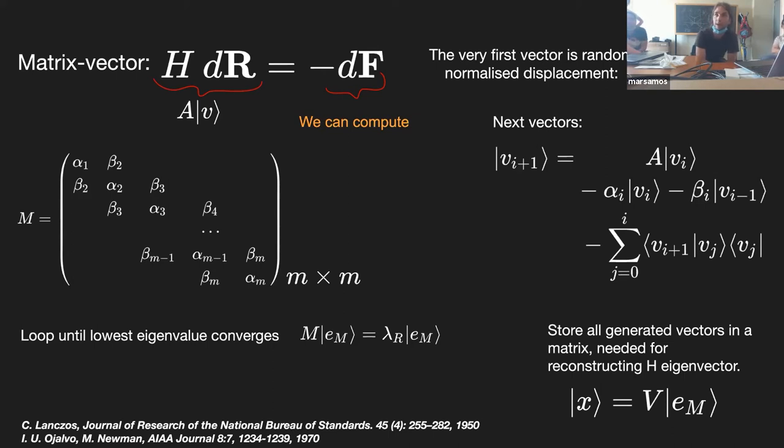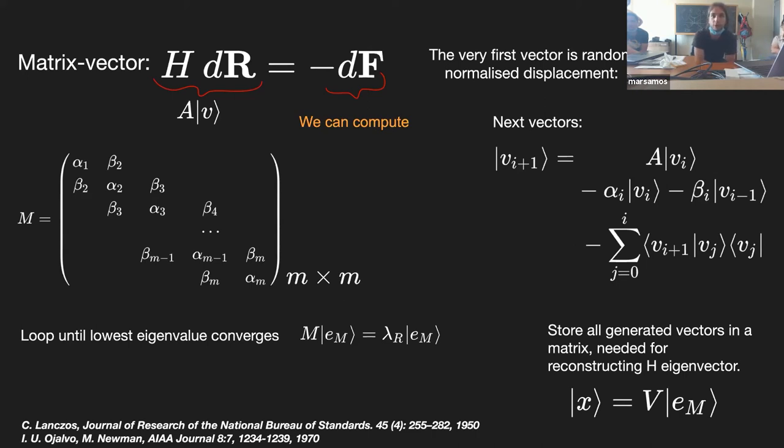And these two, alpha and beta, are important because they enter into the M matrix that you see on the left, which is a matrix that is progressively increasing in size with each step, and at each step is diagonalized. So how this would look is that in the first step, you only would have alpha one, then in the second step, you would have a 2x2 matrix, in the third step, 3x3, and so on. And basically at each step, you diagonalize and you look at the convergence of the lowest eigenvalue.